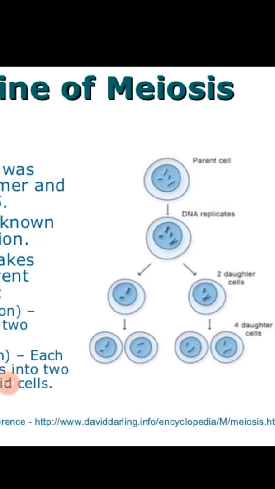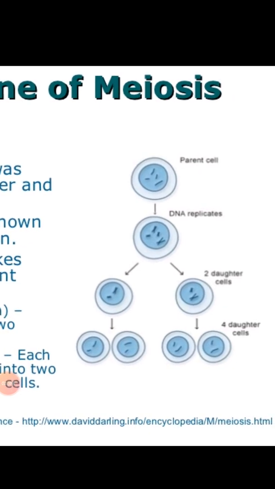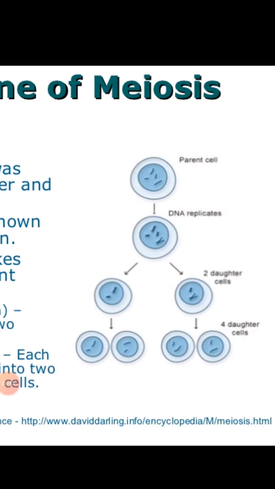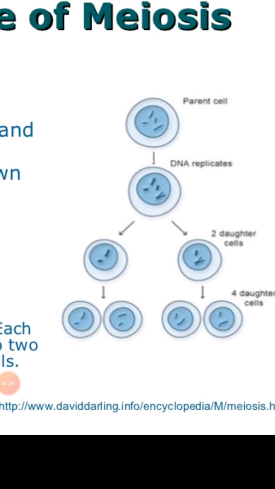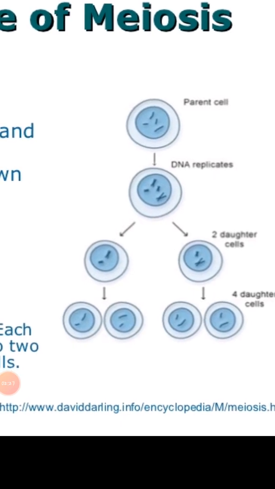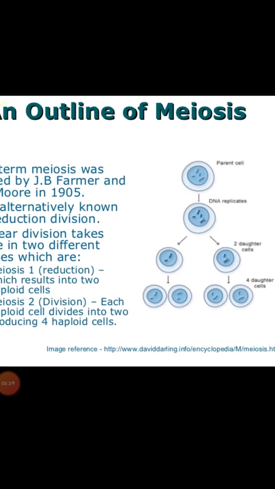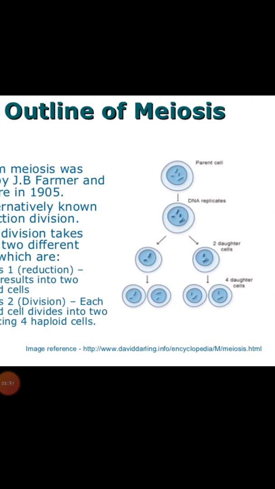Here we can see the parent cell, which grows larger in size, and replication of DNA takes place. Then two daughter cells form through reduction division. These two daughter cells again divide into two each, forming four haploid cells. So this is the outline of meiosis.